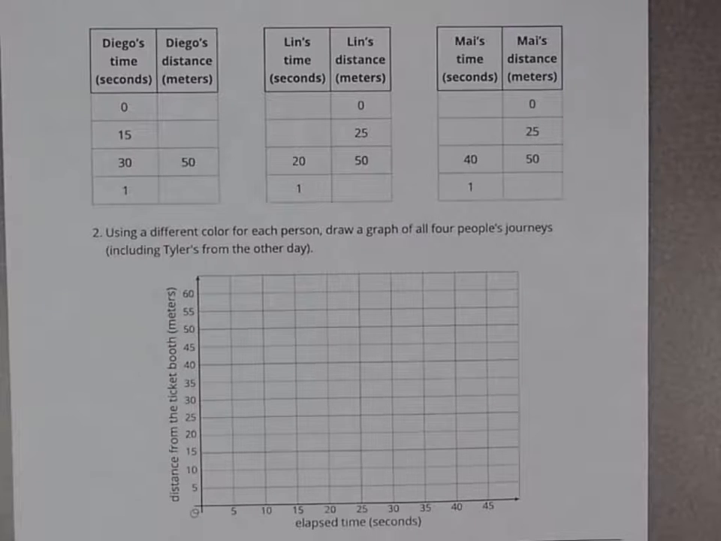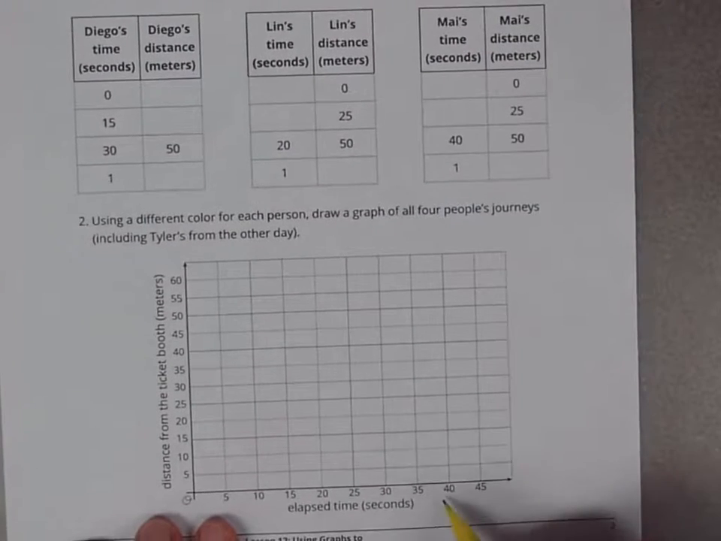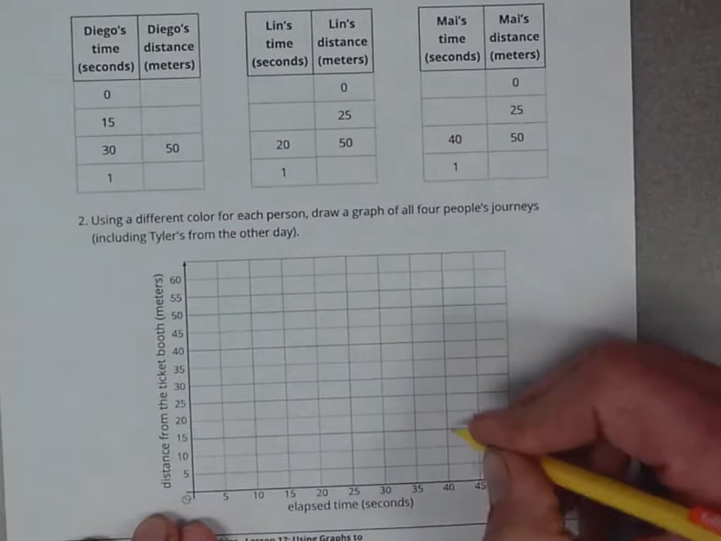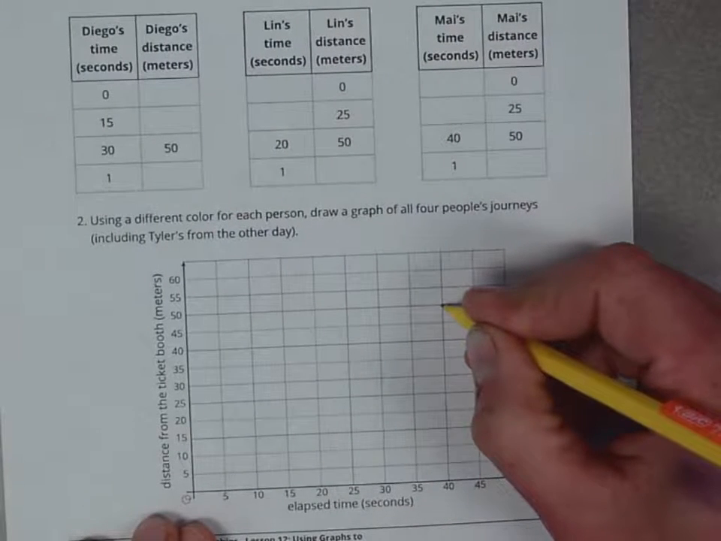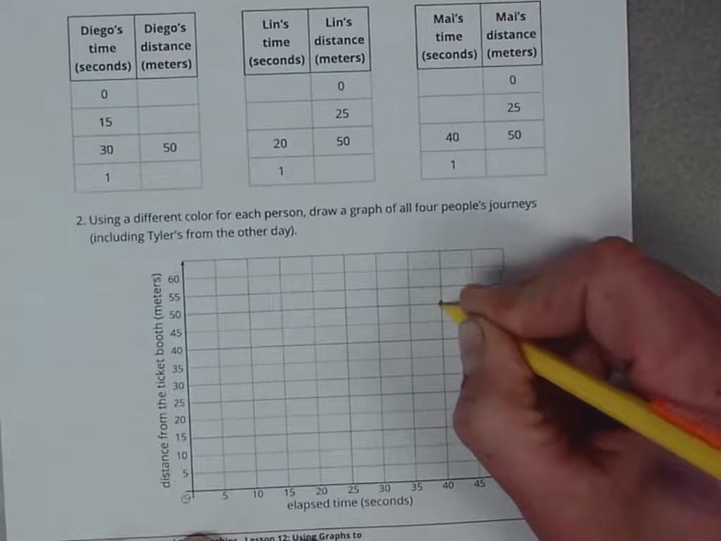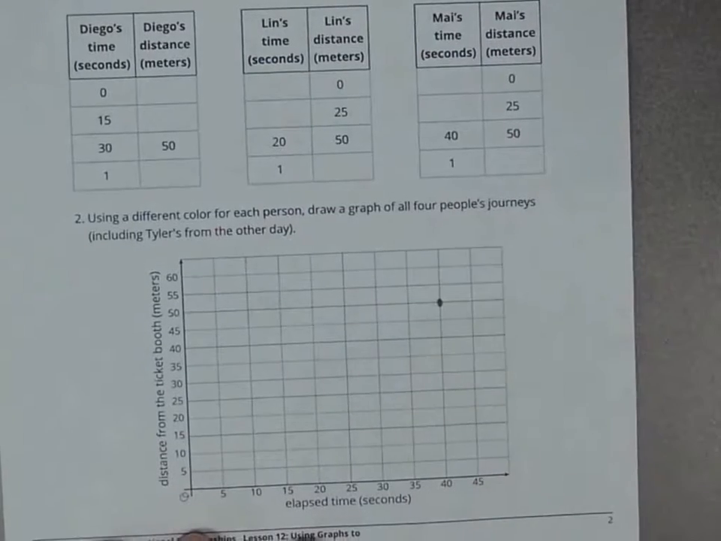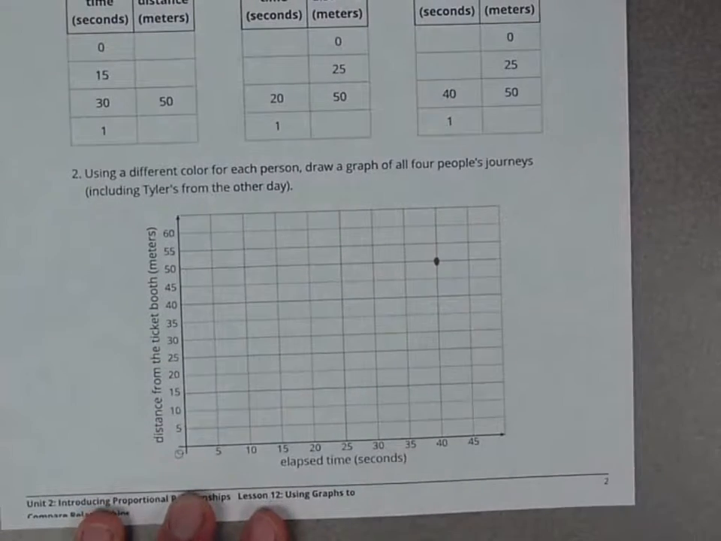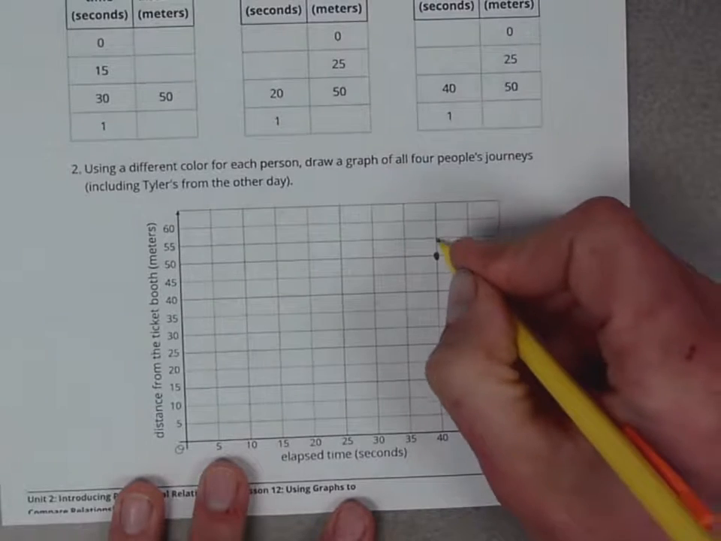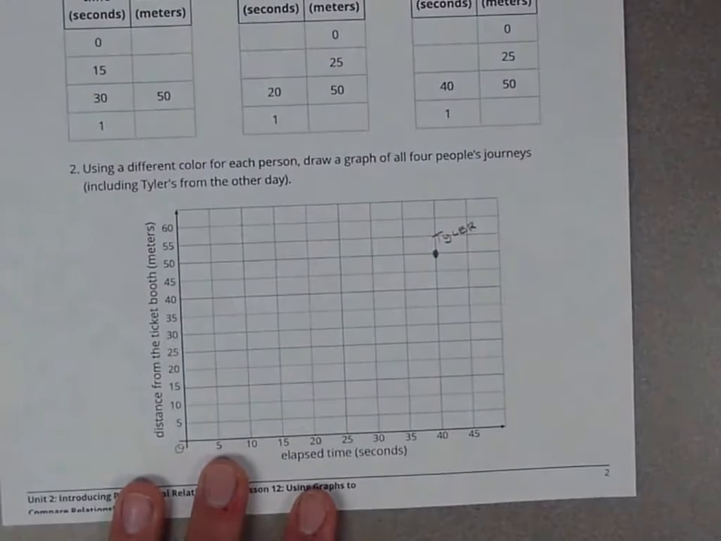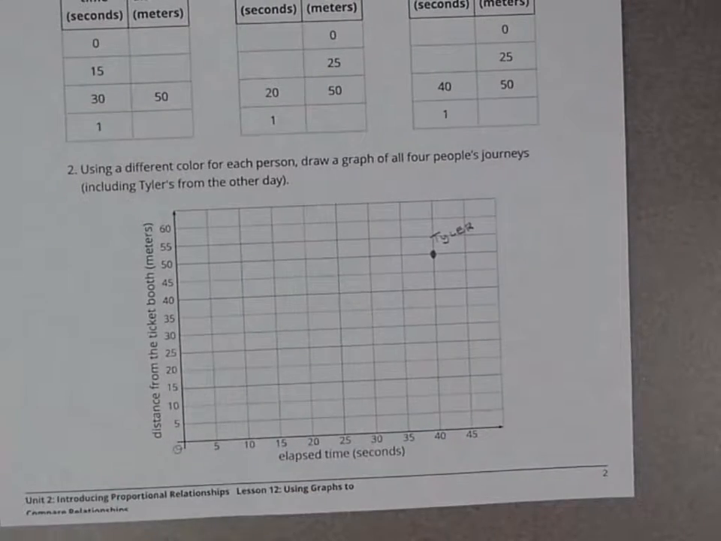If you remember, he was able to get to the bumper cars, which was 50 meters away, and it took him 40 seconds, okay? So I'm going to do this right here, 50 and 40, and for Tyler I'm going to use just a single dot. This is Tyler's journey to the bumper cars, so you need a single dot right there at 40 and 50, and we can even label it Tyler.